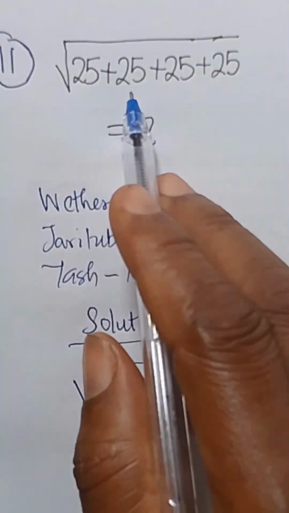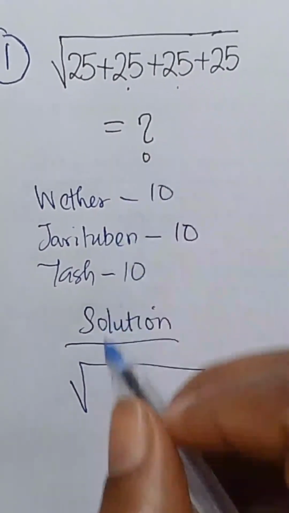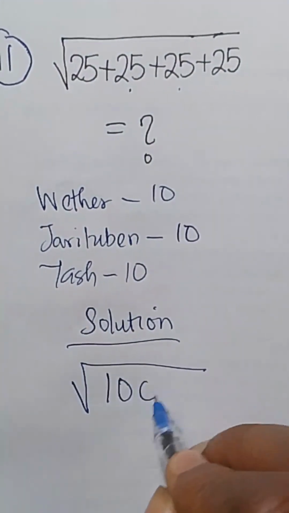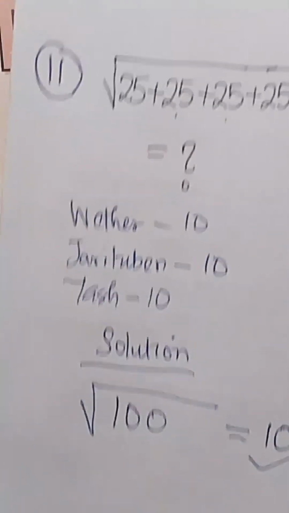25 plus 25 is 50. 50 plus 25 is 75. 75 plus 25 is 100. You have the square root of 100, and that is equal to 10. So that is the answer.